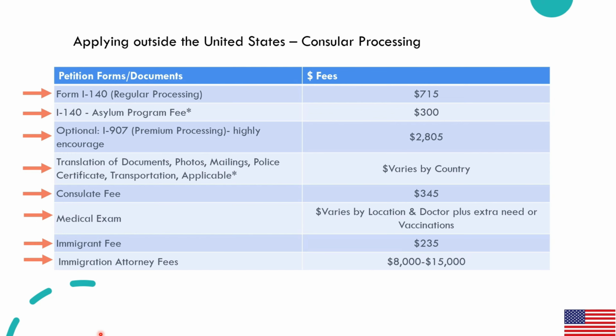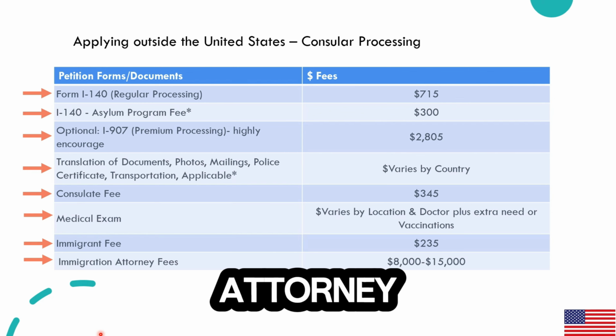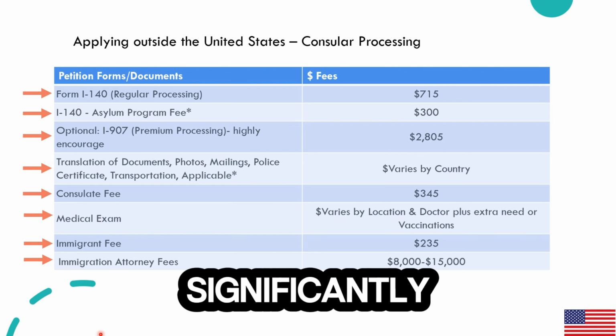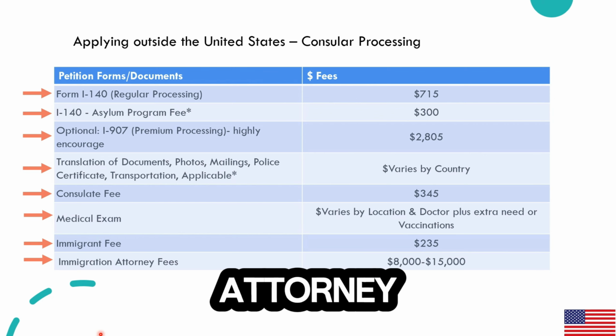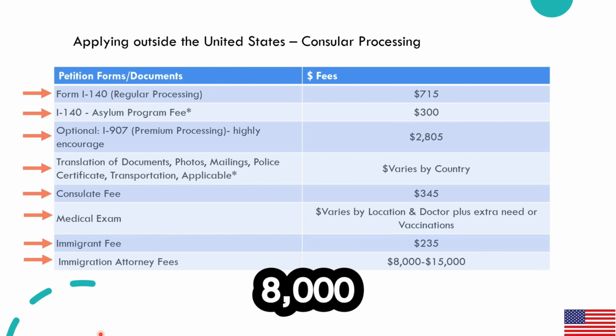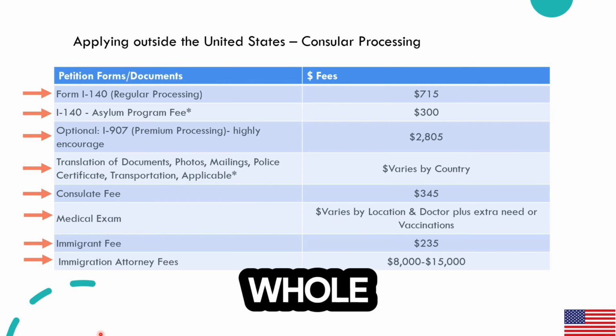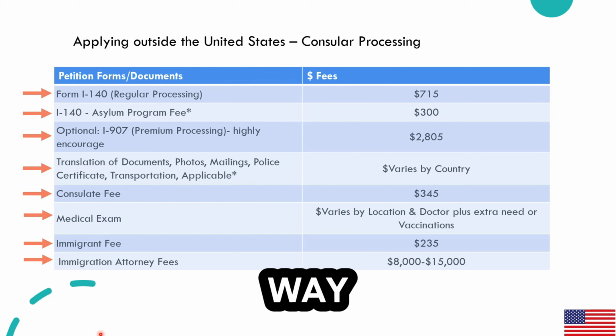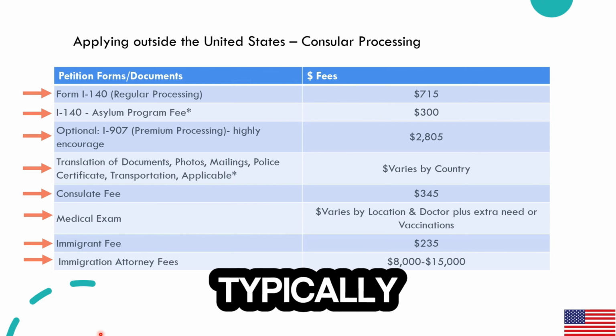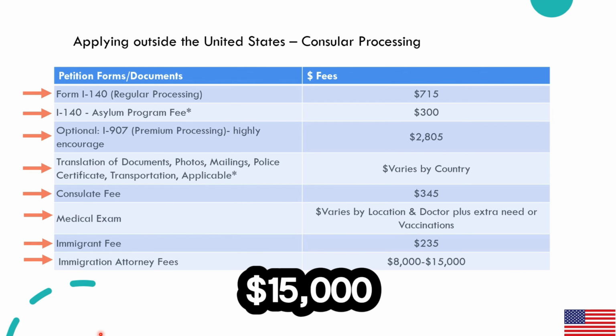And lastly, if you choose to hire an immigration attorney, the fees can also vary significantly. For consular processing, attorney fees can range from $8,000 to $15,000, and this is for the whole process, from helping you through the I-140 petition to the consular processing. This fee covers assistance with preparing your petition, gathering the necessary documents, and guiding you through the consular processing. Again, this is just an estimate. It could be way more than that, but normally what I've seen typically ranges between $8,000 and $15,000.